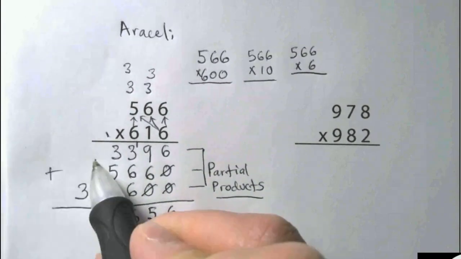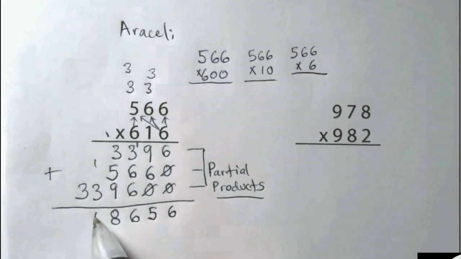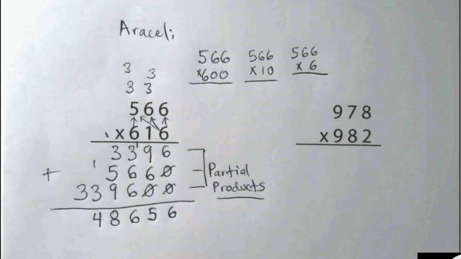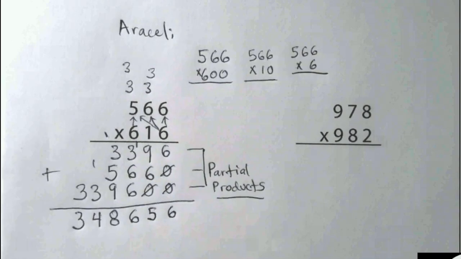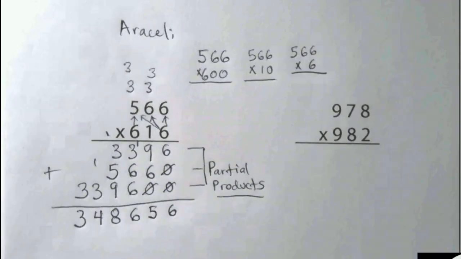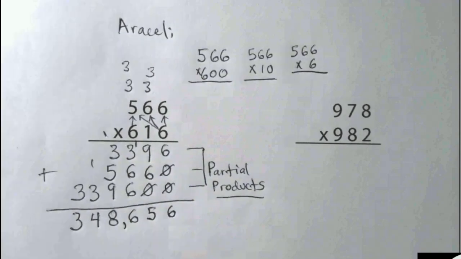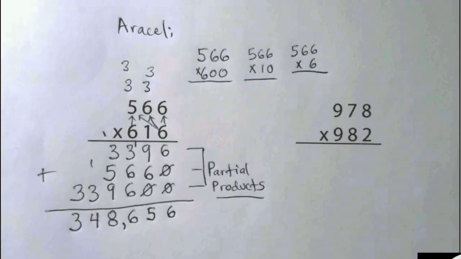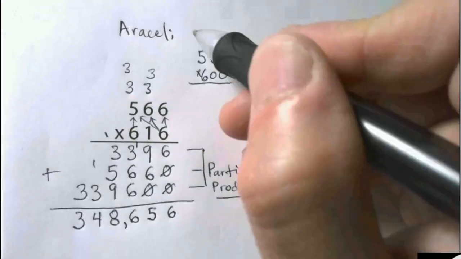All right. 3 plus 1 is 4. And 3 plus 0 is 3. Excellent job. And where does the comma go, Araceli? It's going to be between 8 and 6. Okay, great job. And how would you say that number? 348,656. Excellent job. Okay, give yourself a star.